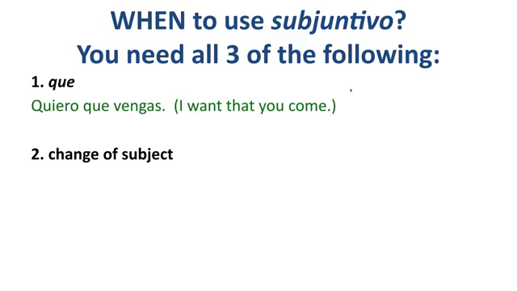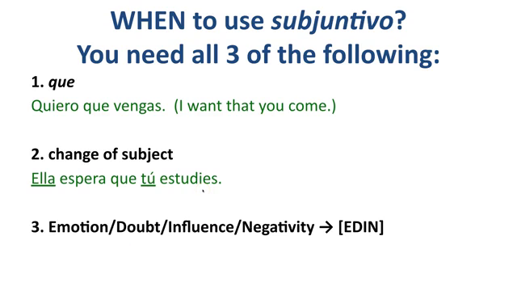Dos, you have to have a change of subject. What I mean by change of subject is the first verb of the sentence has one subject, and you have que. Then the second verb of the sentence has another subject. So in this case, ella is the first subject, ella espera, and then tú is the second subject, que tú estudies. So the sentence is saying, she hopes that you study. There's a change of subject from ella to tú.